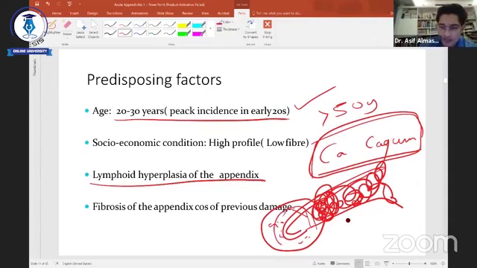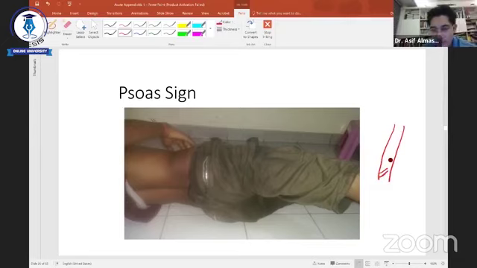now let's say this is the psoas major muscle, and if the appendix is lying over the psoas major muscle, what happens is if you stretch the psoas major muscle by extension of the hip joint, there will be pain. Usually in the retrocecal type of appendix, this causes pain over the psoas major muscle, and this is called psoas sign. Extension of the hip joint causes pain.